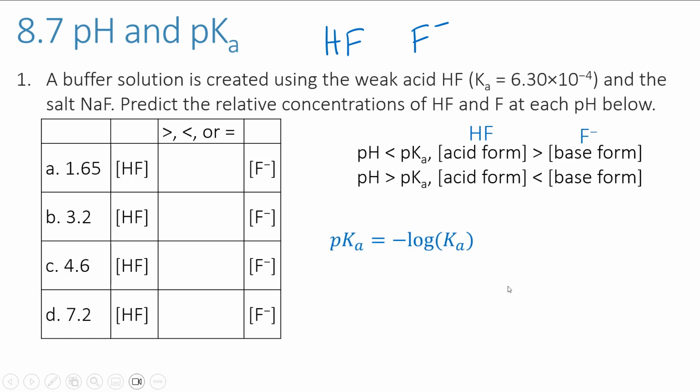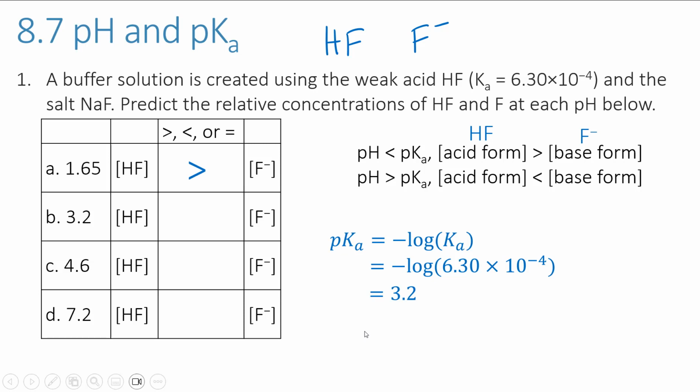So first things first, we should take the negative log of the Ka, so we get our pKa, and that gives me a pKa of 3.2. So if the pH is less than 3.2, then that means that we're going to have mostly the acid form, and if the pH is greater than 3.2, it's going to be in the base form.